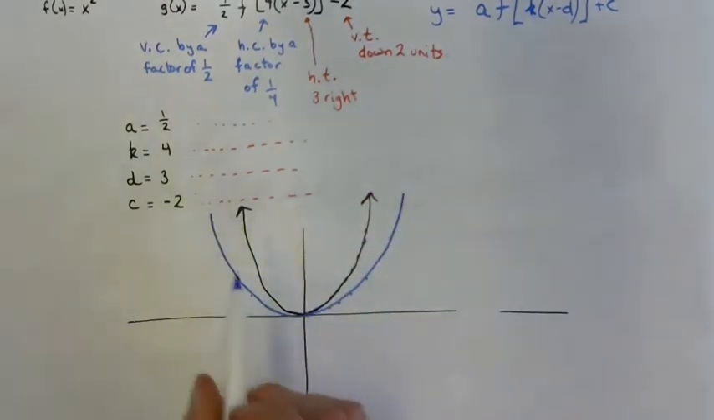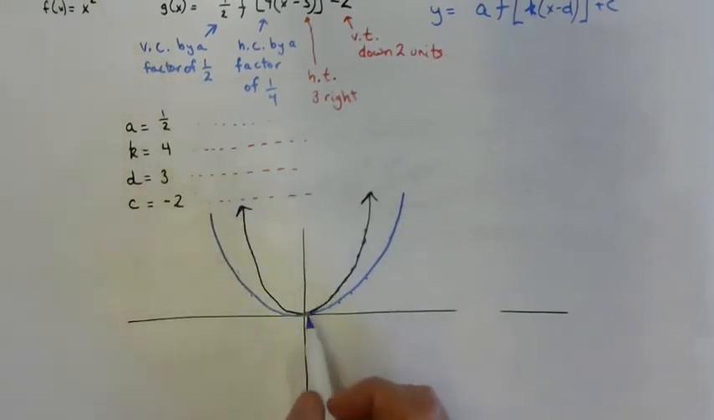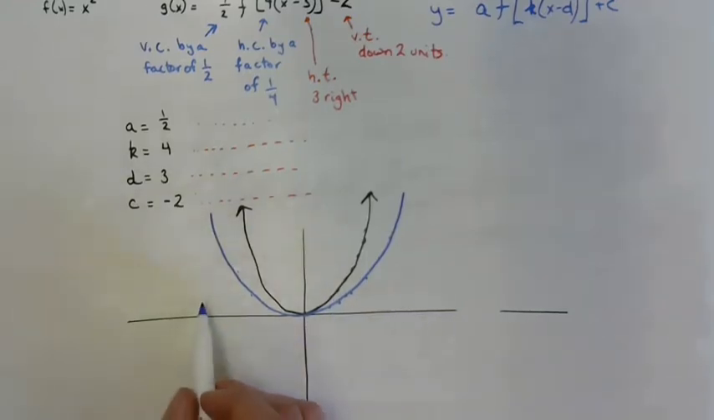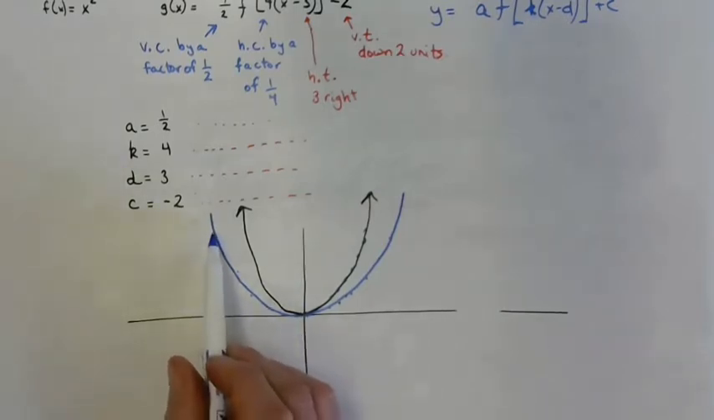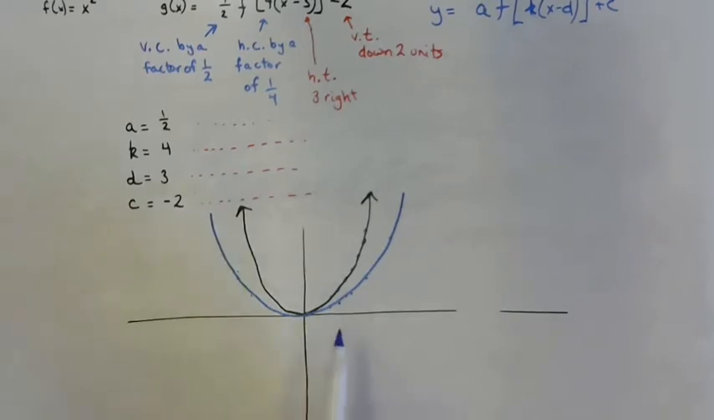Basically, if it's a vertical compression by a factor of 1/2, instead of going through 1, 1, it goes through 1, 1/2. Instead of going through 2, 4, it goes through 2, 2. Instead of 3, 9, it goes through 3, 4.5. Instead of 4, 16, it goes through 4, 8. Does that make sense? You're just cutting the y-coordinate in half. If you're on this side at negative 4, positive 16, you're going to be at negative 4, positive 8 instead. So that's what your new one should look like.